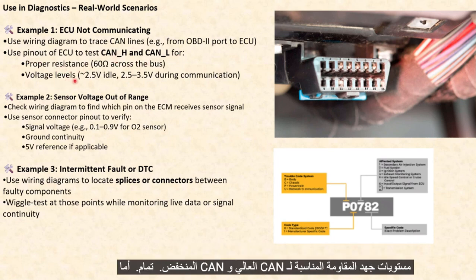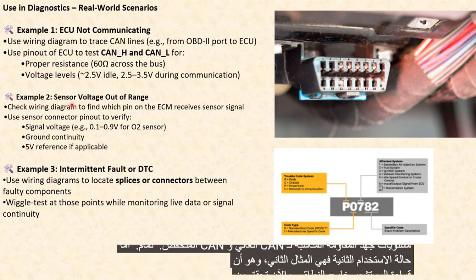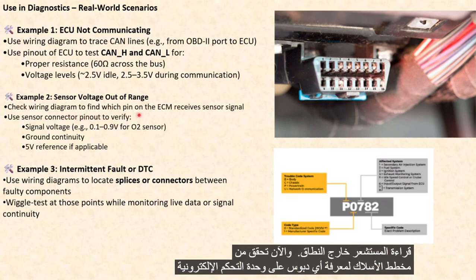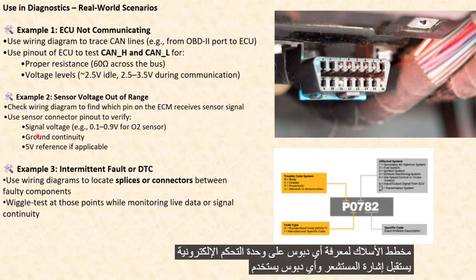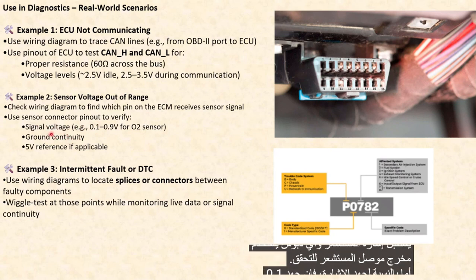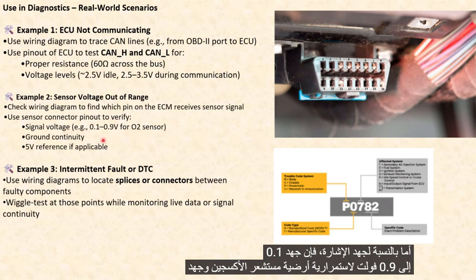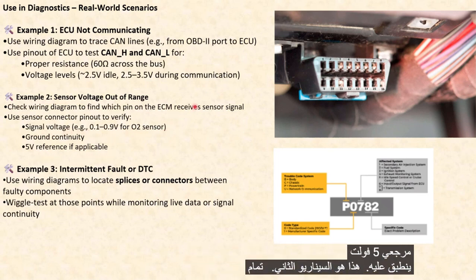Then use the pinout of the ECU to test CAN high and CAN low for proper resistance and voltage levels. Okay, now the second example is sensor voltage out of range. Check the wiring diagram to find which pin on the ECM receives the sensor signal, and use the sensor connector pinout to verify. Now talking about the signal voltage, 0.1 to 0.9 volts for an oxygen sensor, ground continuity and 5 volt reference are applicable. This is the second scenario.